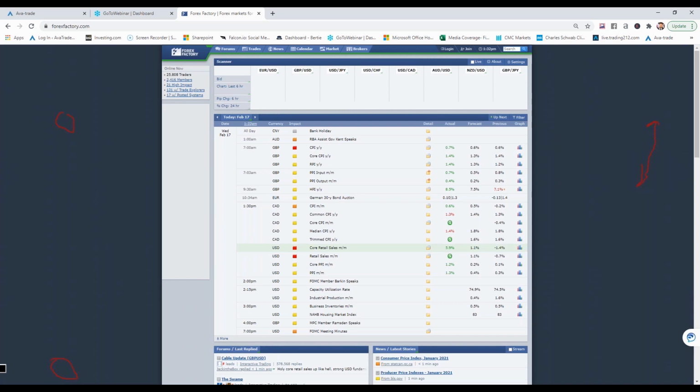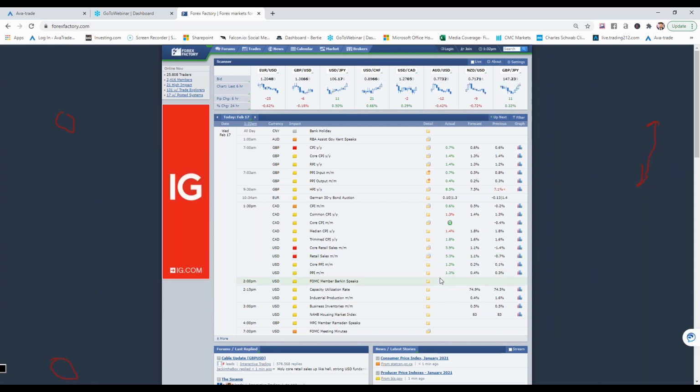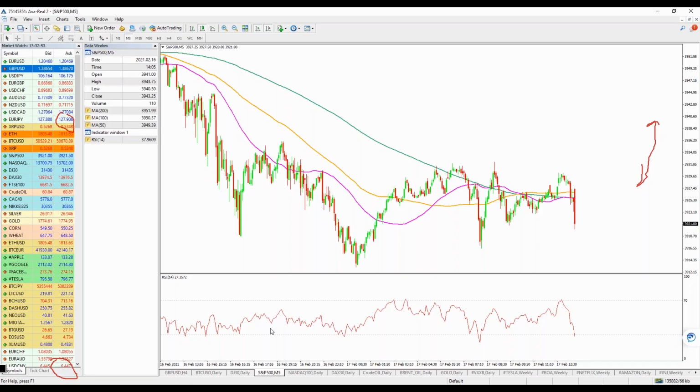The numbers are extremely strong. As you can see, 5.9% is your core retail sales number, and then retail sales number is 5.3. So this really shows that the consumers are spending quite a lot, and this weakness that we are seeing on the back of this particular data doesn't really make sense at all, because the number is very strong.